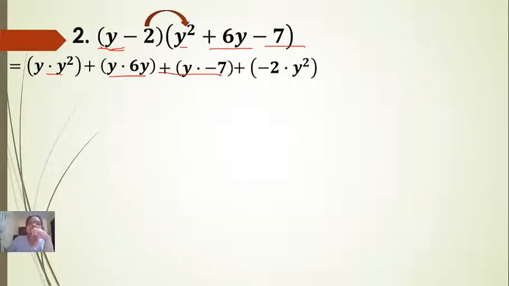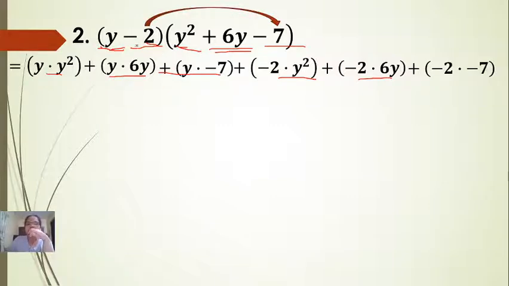And then multiply the second term of the binomial to the first term of the trinomial, negative 2 times y squared. Multiply the second term of the binomial to the second term of the trinomial, that's negative 2 times 6y. And then lastly, multiply the second term of the binomial to the third term of the trinomial. So that's negative 2 times negative 7.